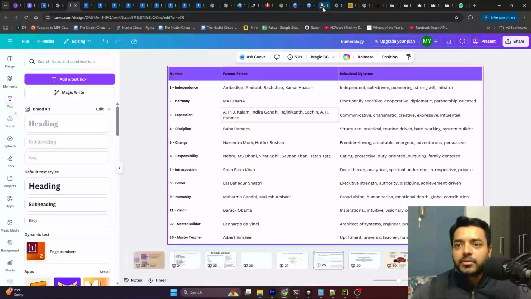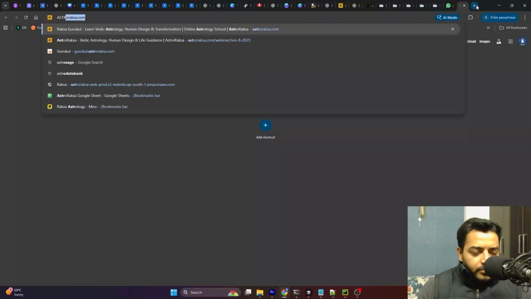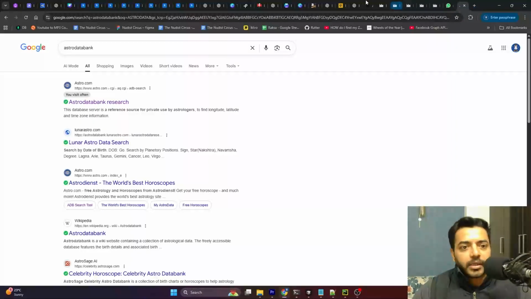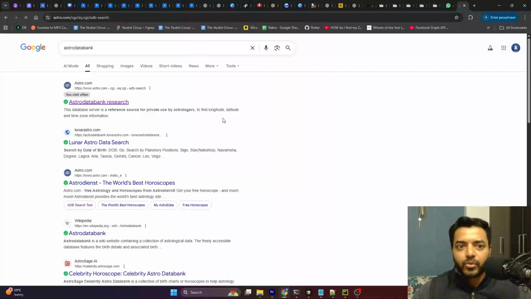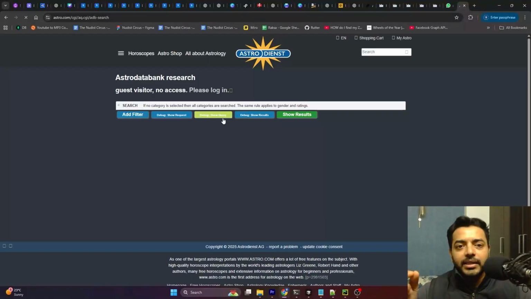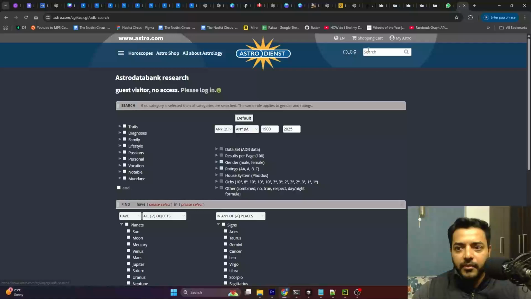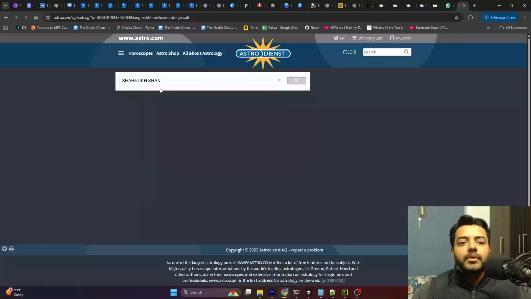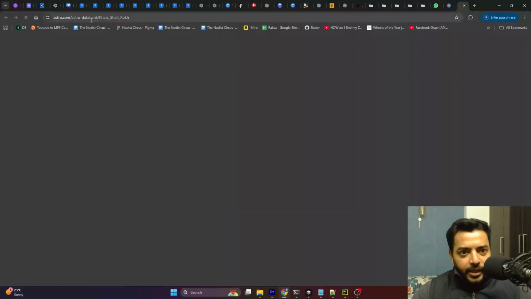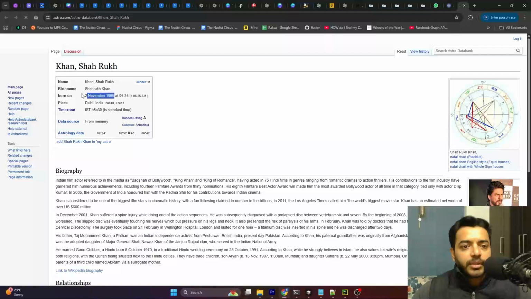So what you need to do is go to something called Astro Data Bank. Astro Data Bank gives you accurate details. It also tells you who has collected that, who was responsible for collecting that specific birth date. Right. So let's say Shah Rukh Khan. Astro Data Bank will give you Shah Rukh Khan's birth date as 2nd of November 1965 and a rating of A. A is usually accurate.